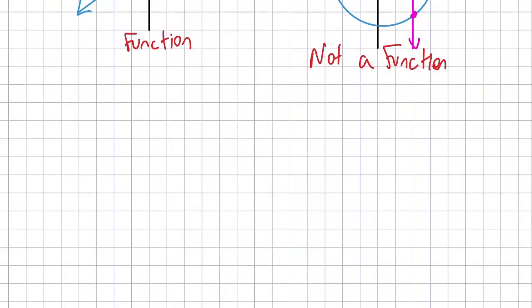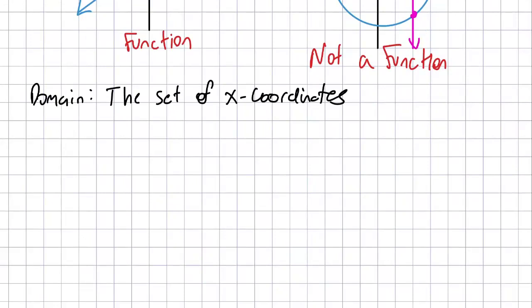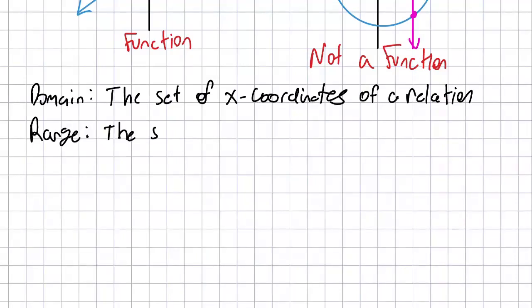So remember, the domain is the set of x coordinates of a relation. Then you have the range, which is the set of y coordinates.